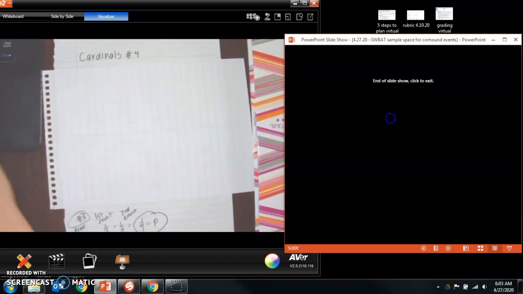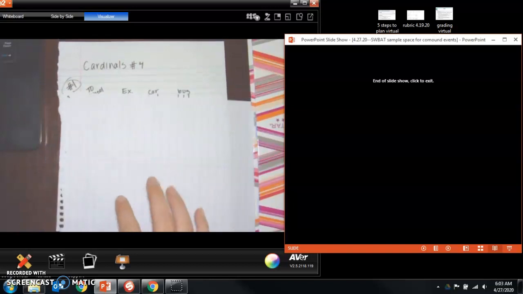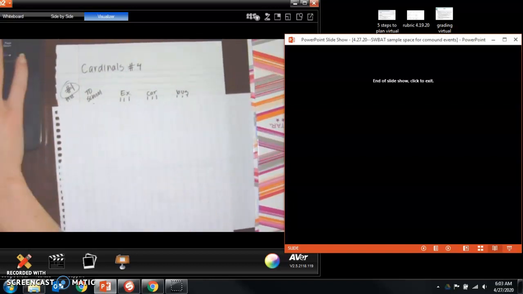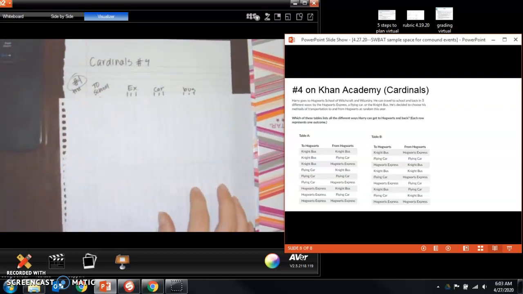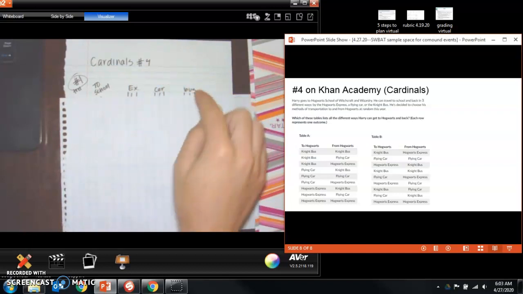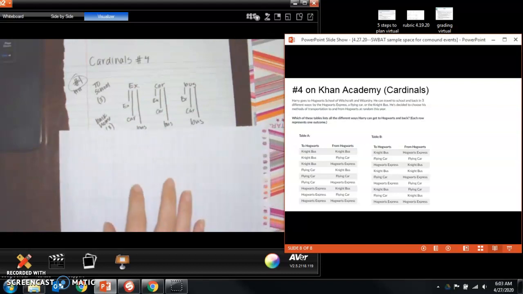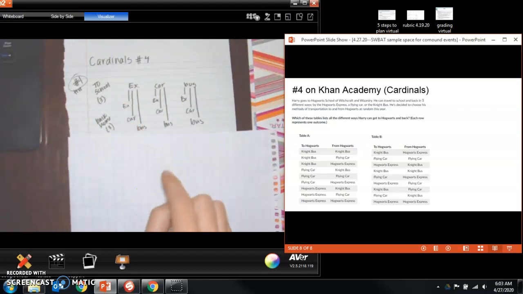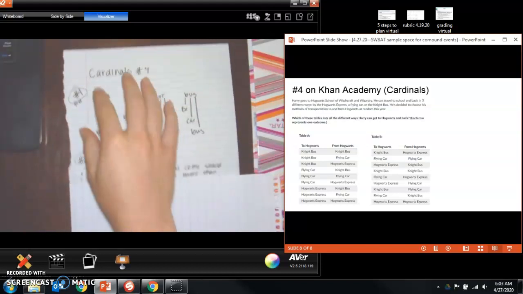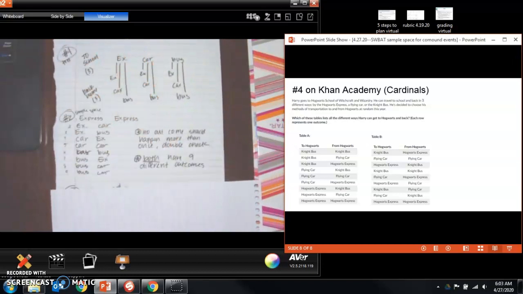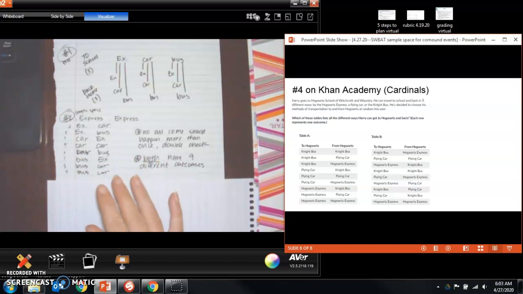Well, to list the different ways, we need to create a tree diagram first with the event of him going to school. So he can take the express, the car, or the bus. Then we have the second event of him coming home, and he can take the express, the car, or the bus on the way home. So that means his sample space, or the different outcomes that can occur with these 2 events, there are 9 different outcomes, and they look like this when listed.